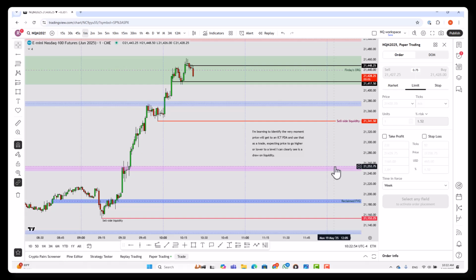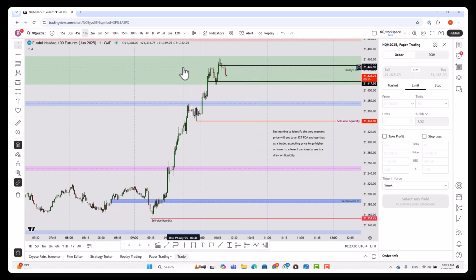So I see here that this fair value gap has been traded through. That can be the beginning of something bad for the bulls. But I'm also watching this other fair value gap here to see if this low is going to stay in place.